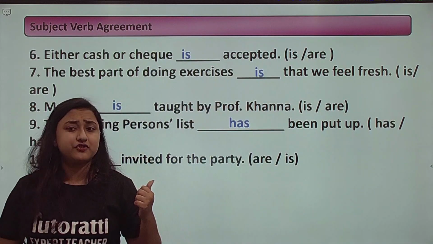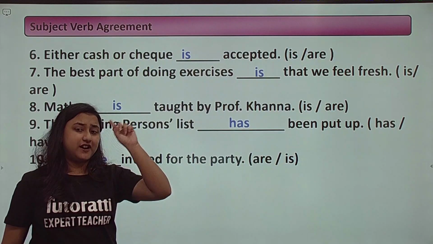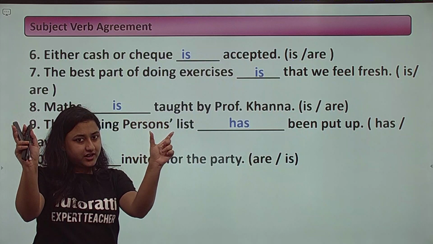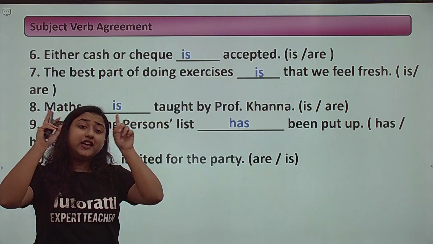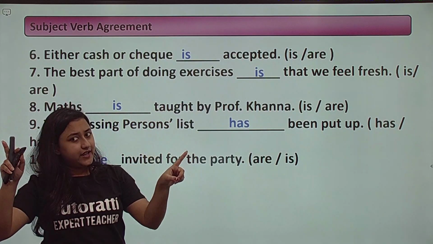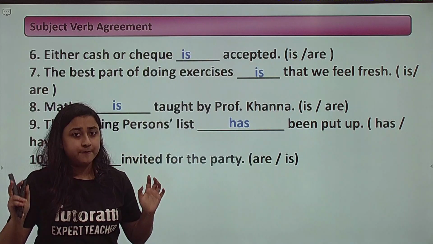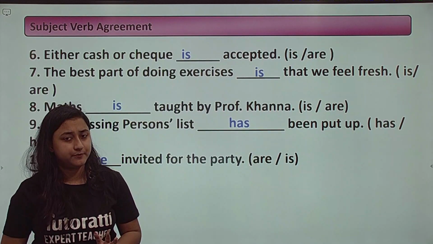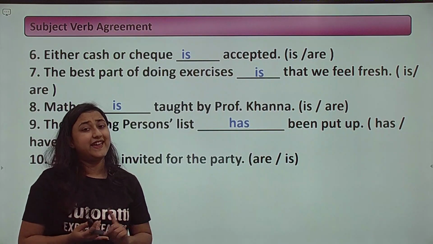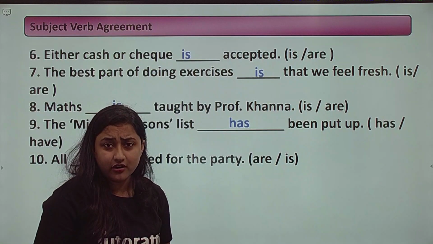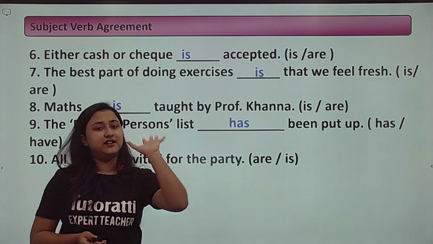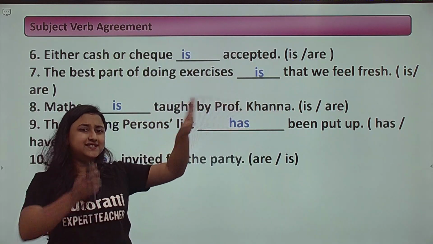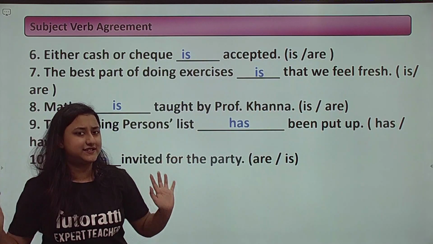Alright, now let's revise the rules once. The first one caters to and. Okay, two singular nouns joined by and. If there are two different ideas, the verb is plural. If there are two similar ideas, the verb is singular. Alright. Next one, in case of either or and neither nor, the verb agrees with the nearest noun. In case of either or and neither nor, cover the first part of the sentence, whichever the second part agrees with, that is the answer.